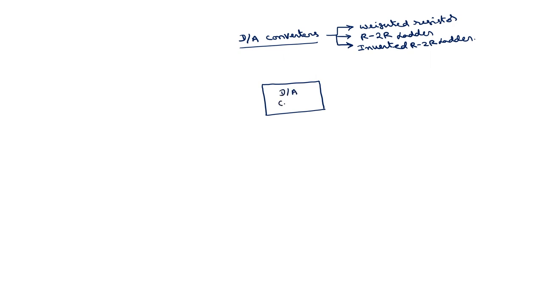This is a D to A converter. This will have some reference voltage VR. And then you have to take the output here, and this is the output current. So the output of a D to A converter is current. We have to connect an I to V converter, a current to voltage converter, to convert it into voltage. This current will be given to the I to V converter to get the corresponding voltage.